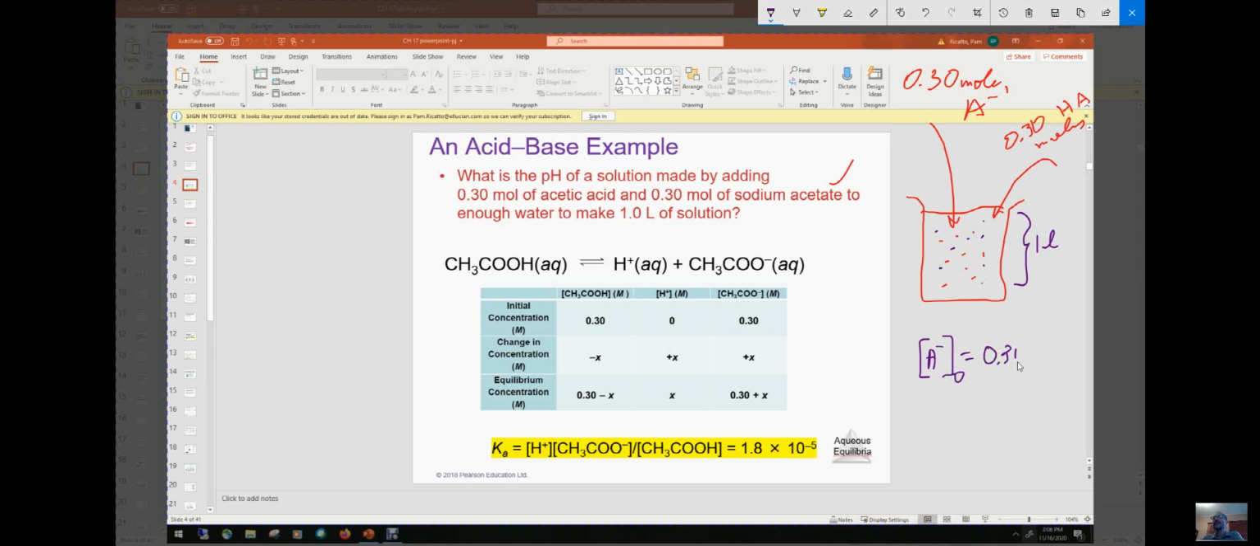Dividing by 1 doesn't change anything, okay? Whenever I do my ice tables, ice tables have to be in molarity. Here's my initial, here's my change, here's my equilibrium. That's what ICE stands for. Okay, what else do I have? Well, I purposefully started with an initial concentration of HA.